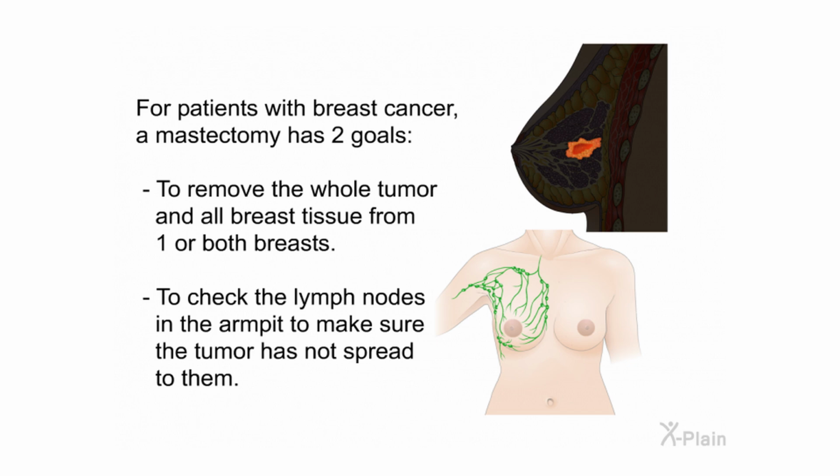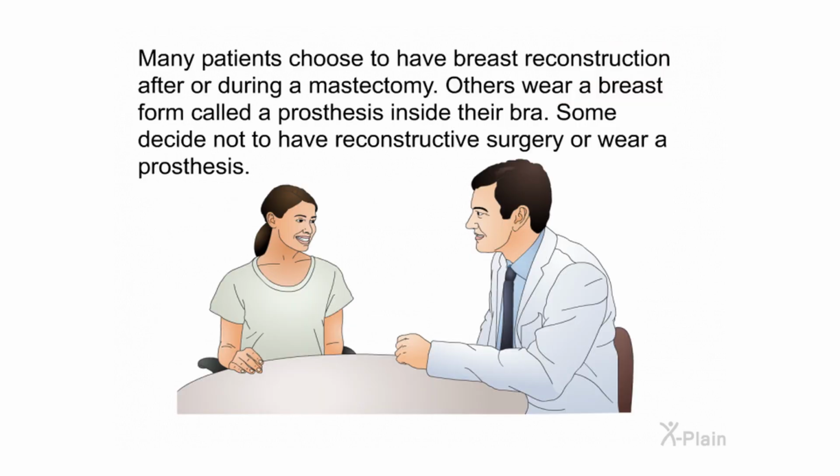For patients with breast cancer, a mastectomy has two goals: to remove the whole tumor and all breast tissue from one or both breasts, and to check the lymph nodes in the armpit to make sure the tumor has not spread to them. Many patients choose to have breast reconstruction after or during a mastectomy. Others wear a breast form called a prosthesis inside their bra. Some decide not to have reconstructive surgery or wear a prosthesis.